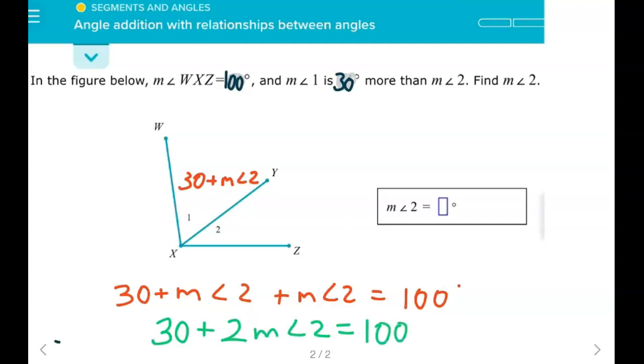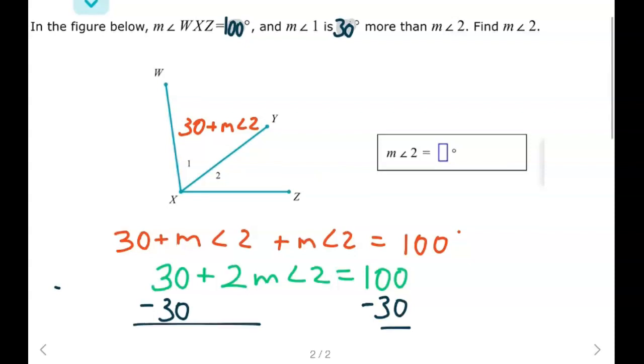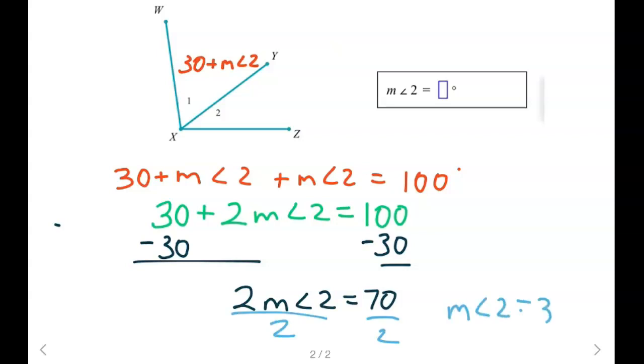And I'm trying to solve for the measure of angle 2. I want to get that by itself. So to get rid of the plus 30, we'll subtract 30 from each side. That's just inverse operations. And so we get 2 times the measure of angle 2 is equal to 70. To get rid of multiplying by 2, divide by 2 on each side. And so the measure of angle 2 is equal to 35 degrees.